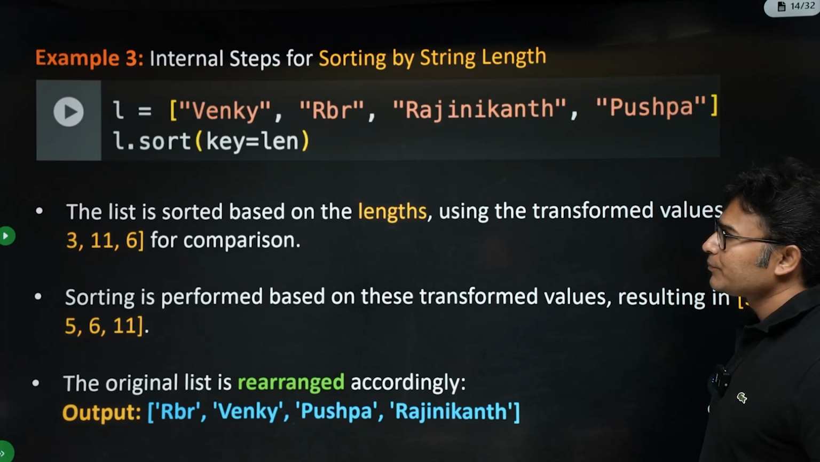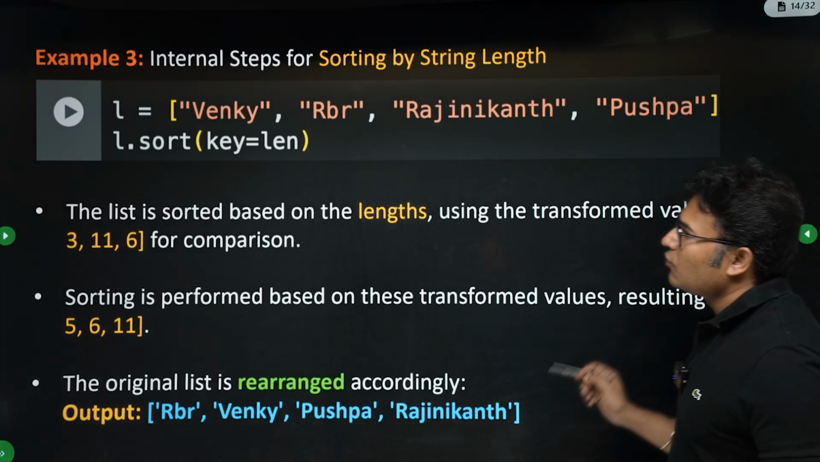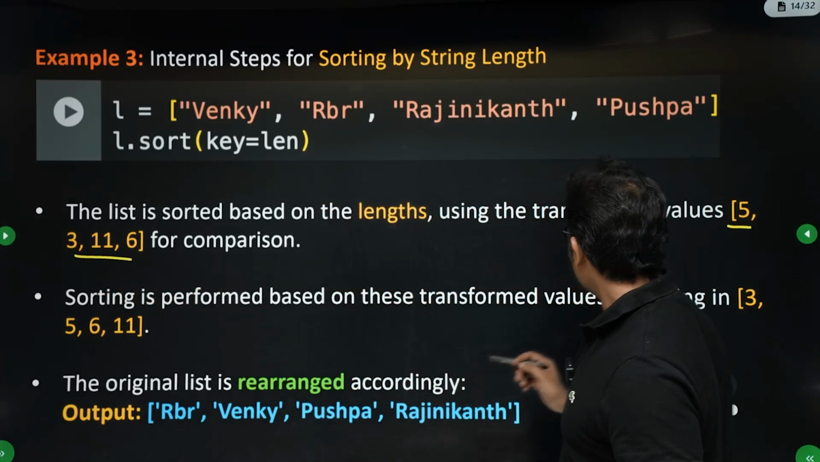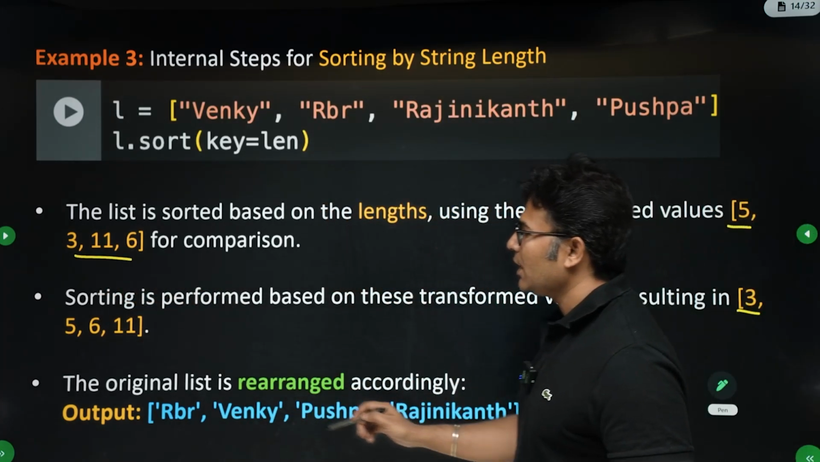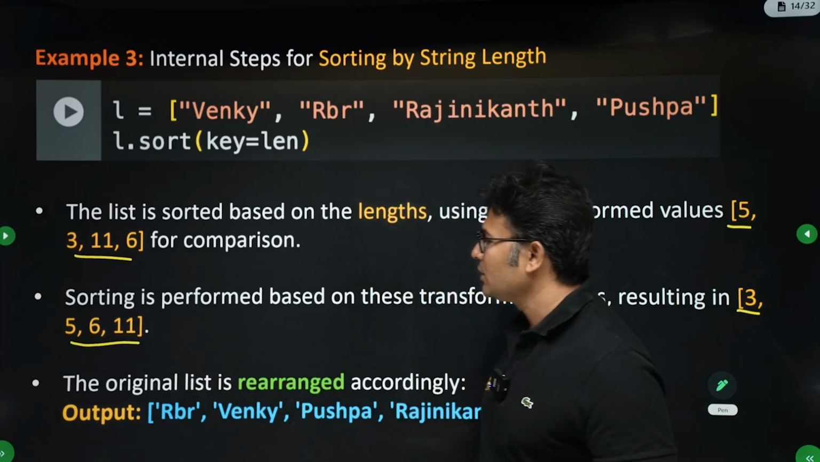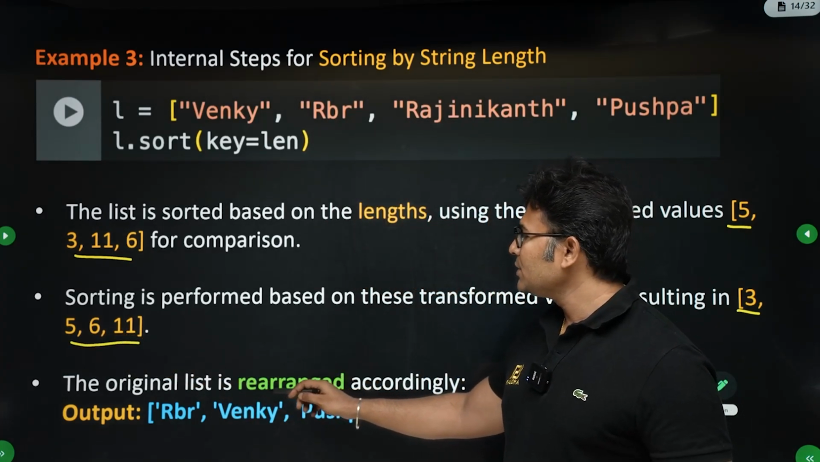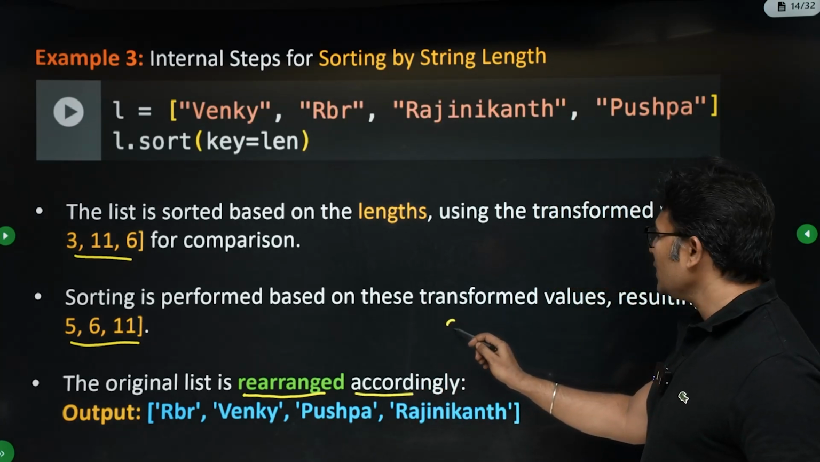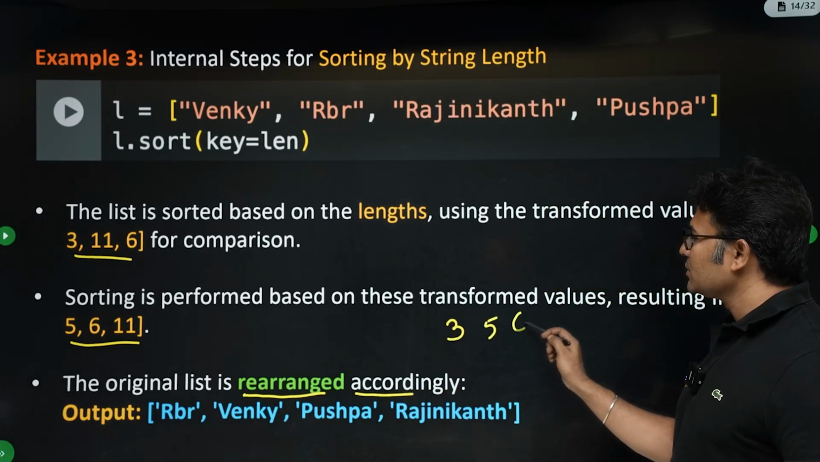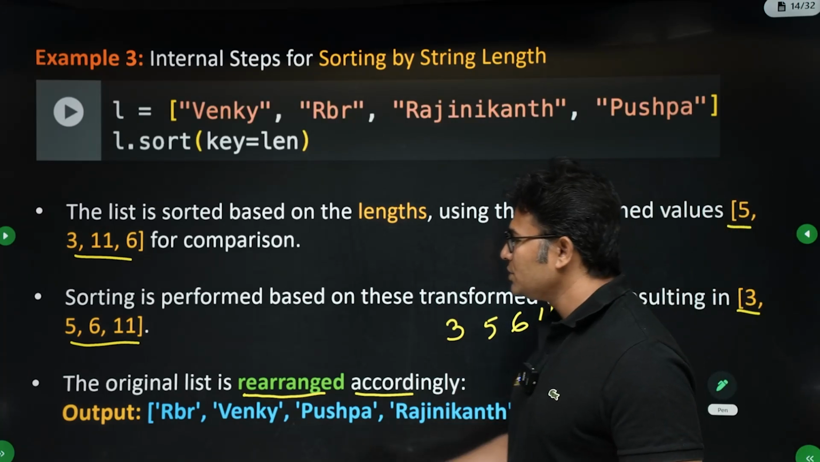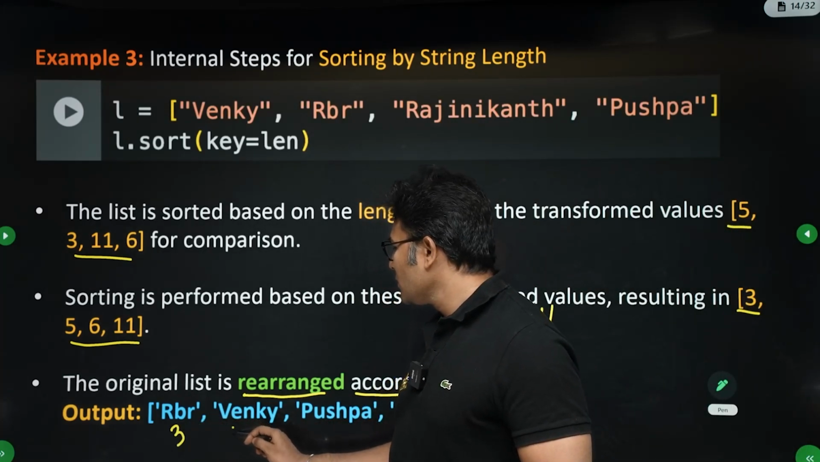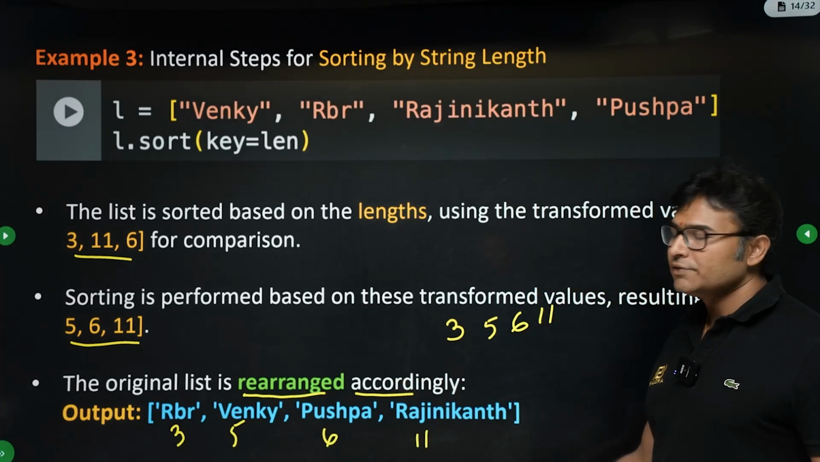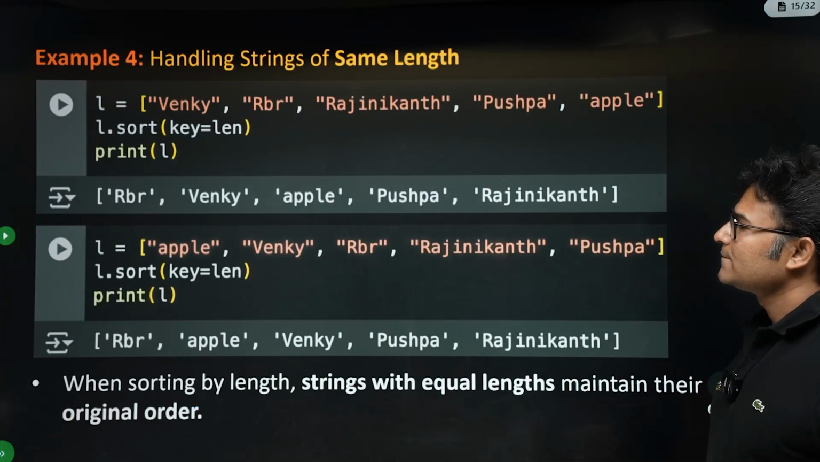So what are sorted? 5, 3, 11, 6 are sorted into 3, 5, 6, 11, and now the original list is rearranged accordingly. What is the order it is rearranged? 3, 5, 6, 11. So original list 3, 5, 6, 11. Original list is reordered. That is why we got this output. Right.